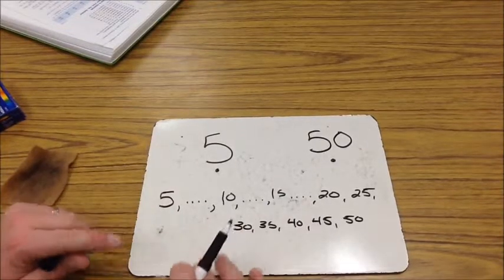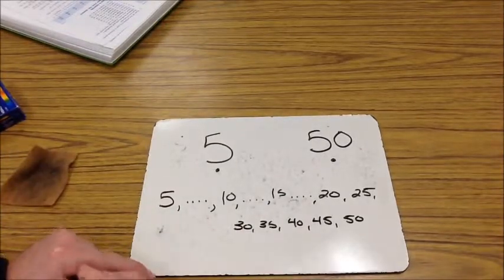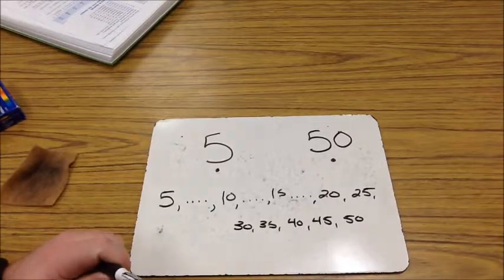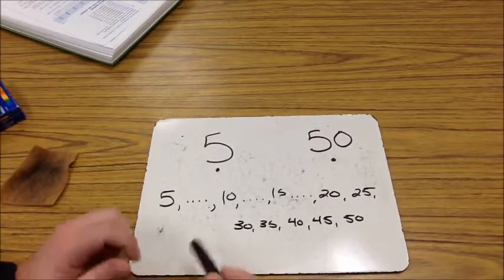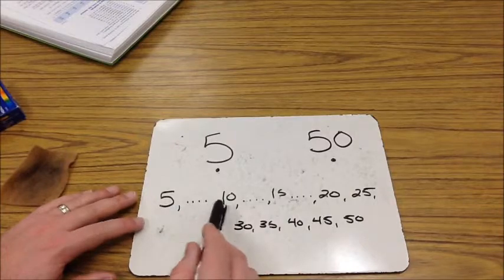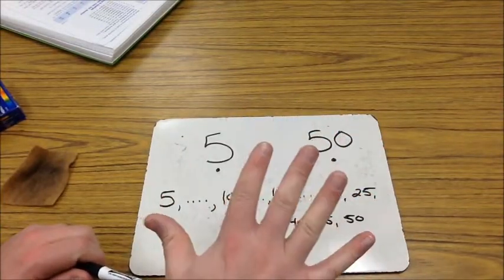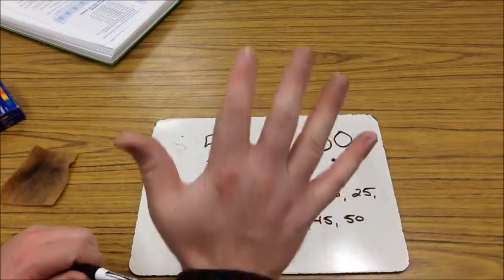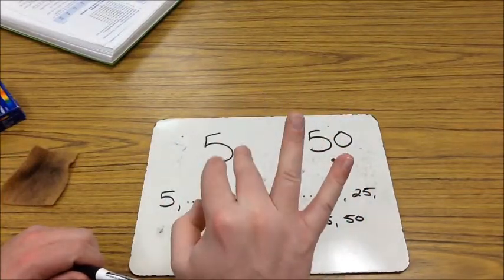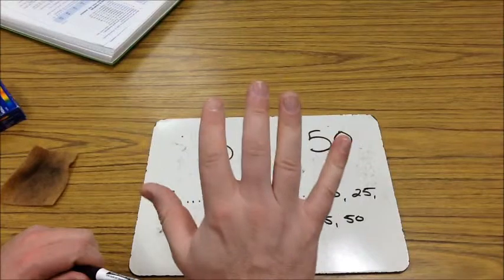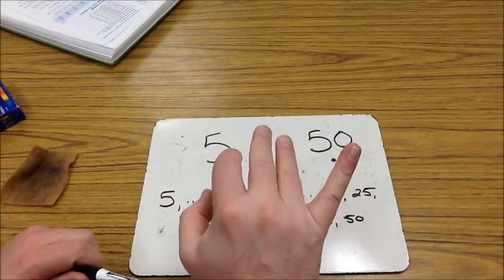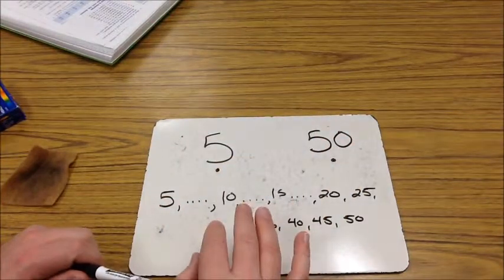But let's dig a little deeper here and look at some things about skip counting by 5 and ask ourselves, what's a way that I can do this without drawing those dots or using my hand? Because my hand has 5 fingers. I could use that to skip count and go 5, 6, 7, 8, 9, 10, 10, 11, 12, 13, 14, 15. I could do that too.